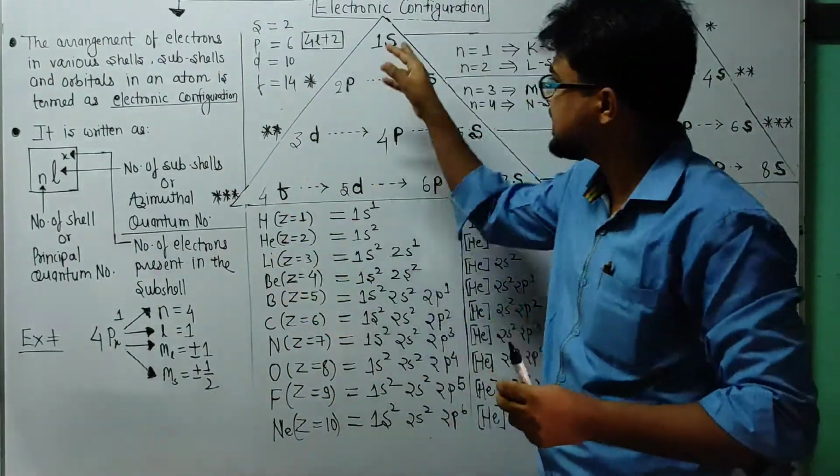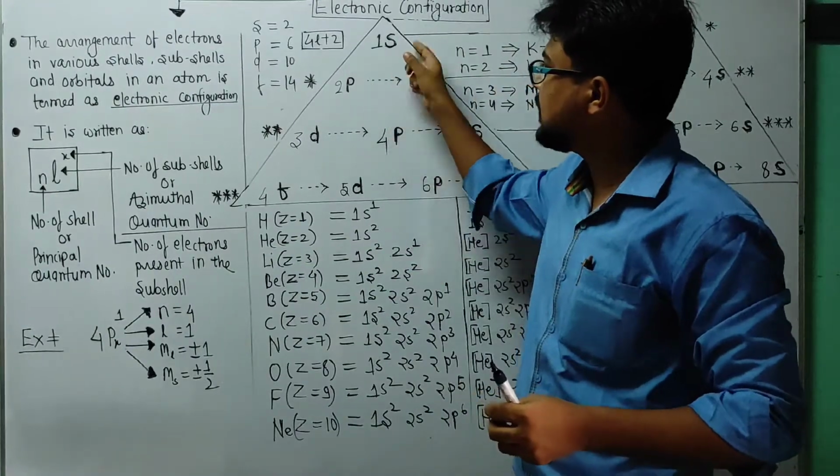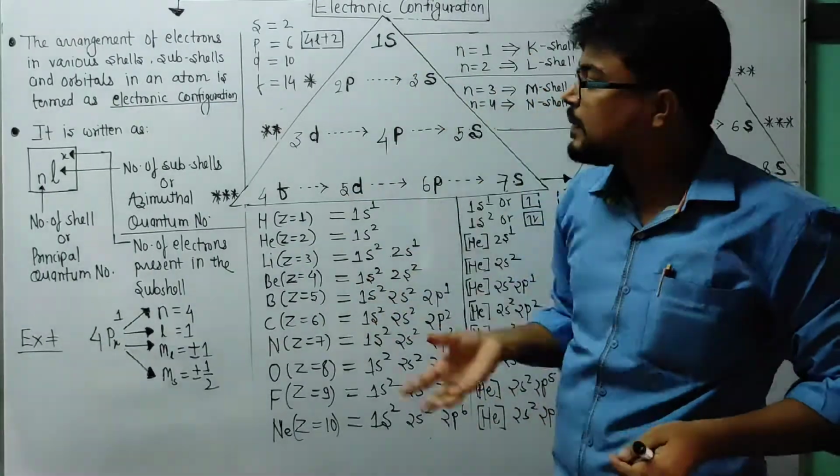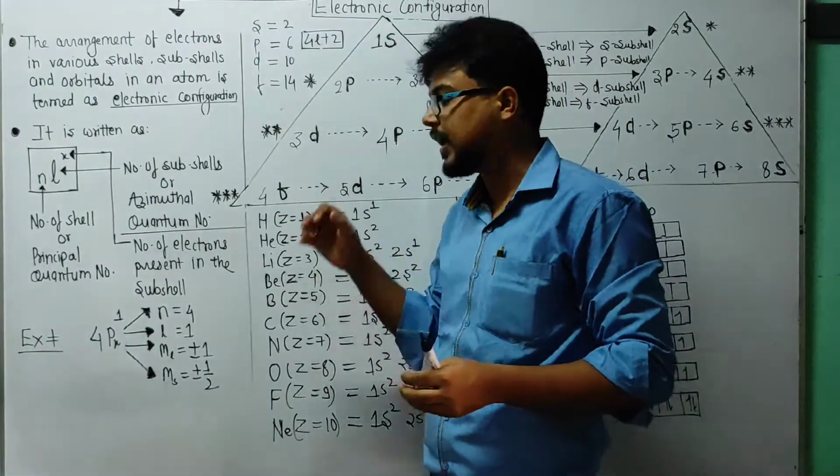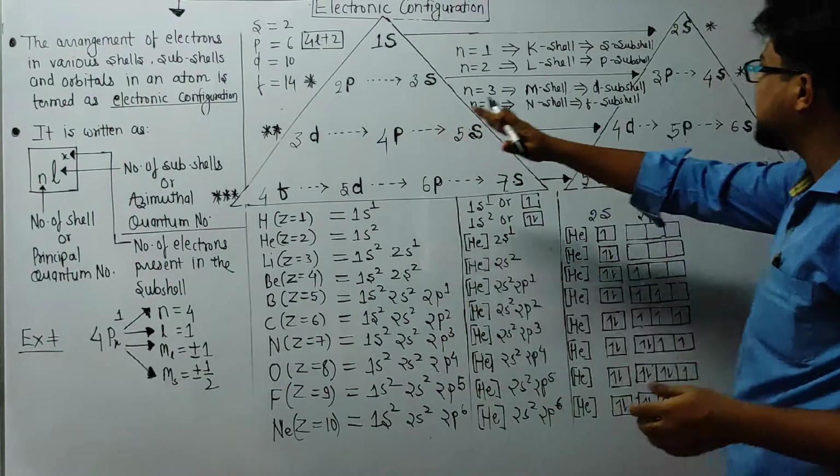The minimum principal quantum number for S is 1. The minimum principal quantum number for P is 2. The minimum principal quantum number for D is 3. And the minimum PQN, means principal quantum number, for F is 4. Correct? In this manner you can continue.